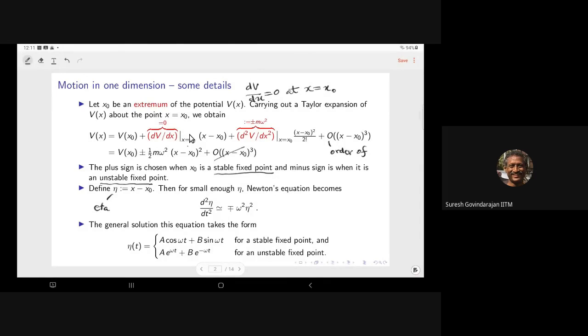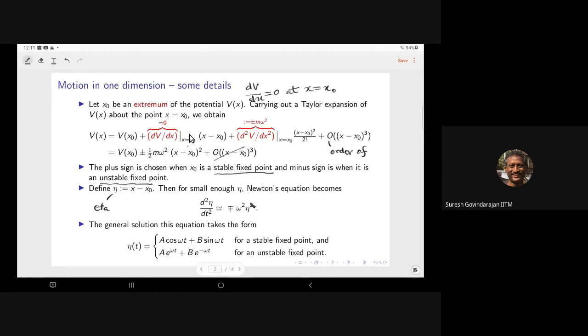Is this correct? It should be linear in eta, not eta square, because it took one derivative. So that 2 is not there.